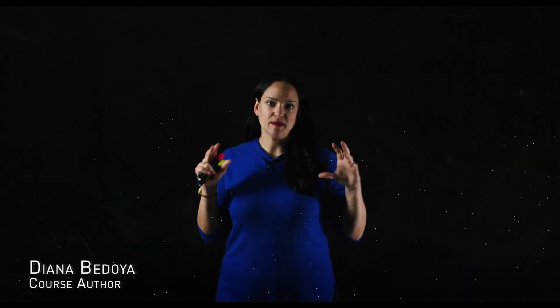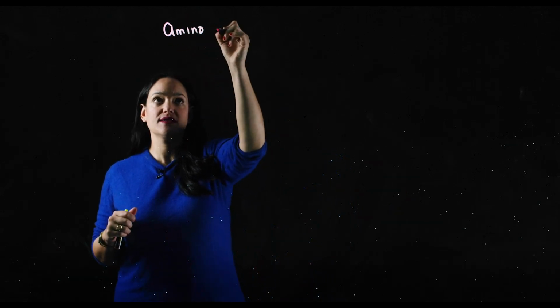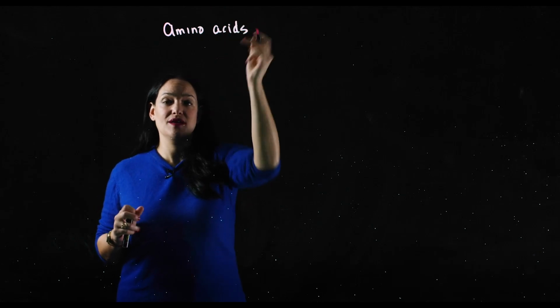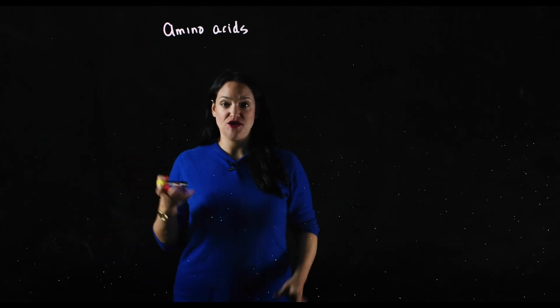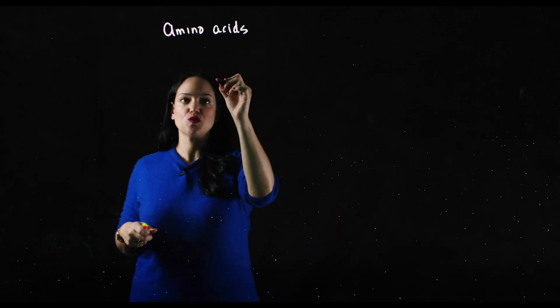In this video, I want to give you a little bit of an overview of the basic building blocks of proteins, which are called amino acids. And amino acids are really well named because their chemical structure actually has an amino group or an amine group and a carboxylic acid group as well.